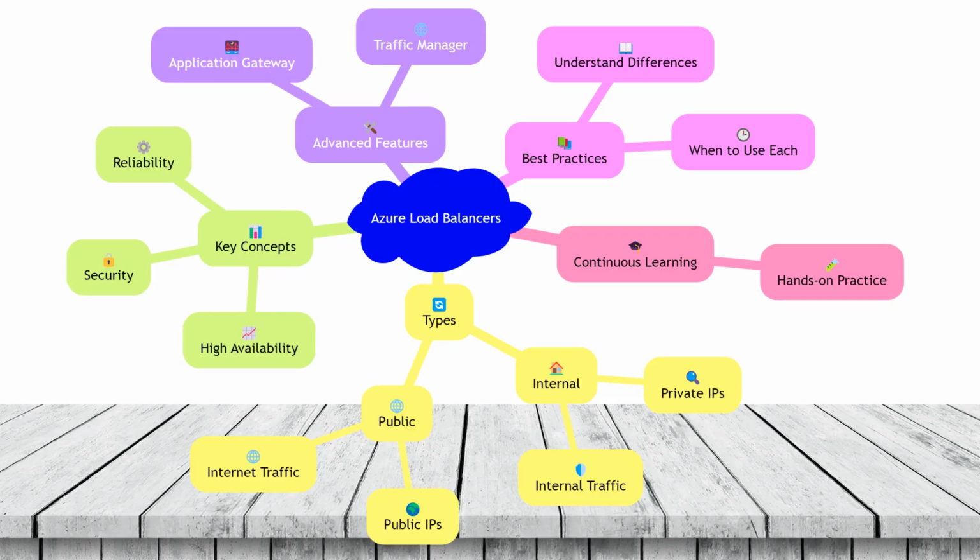Configuring internal and public load balancers in Azure is a critical skill for Azure administrators. By understanding the differences between internal and public load balancers, knowing when to use each type, and following best practices, you can ensure the high availability, reliability, and security of your applications. As a next step, consider exploring Azure's advanced load balancing features, such as Application Gateway and Traffic Manager, to further enhance your load balancing capabilities. Continuous learning and hands-on practice will help you master the art of load balancing in Azure.